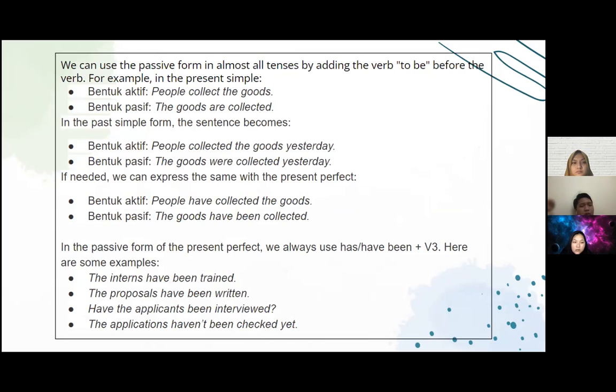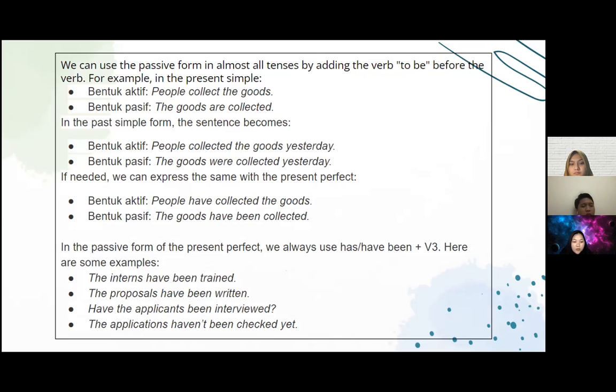For example, in the present simple, active form is people collect the goods. Passive form is the goods are collected. In the past simple form, the sentence becomes, active form is people collected the goods yesterday. Passive form is the goods were collected yesterday. If needed, we can express the same with the present perfect. Active form is people have collected the goods. Passive form is the goods have been collected.